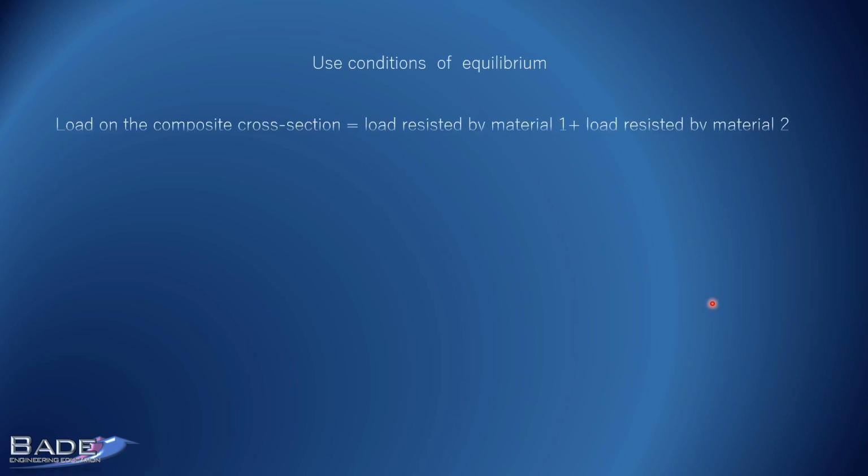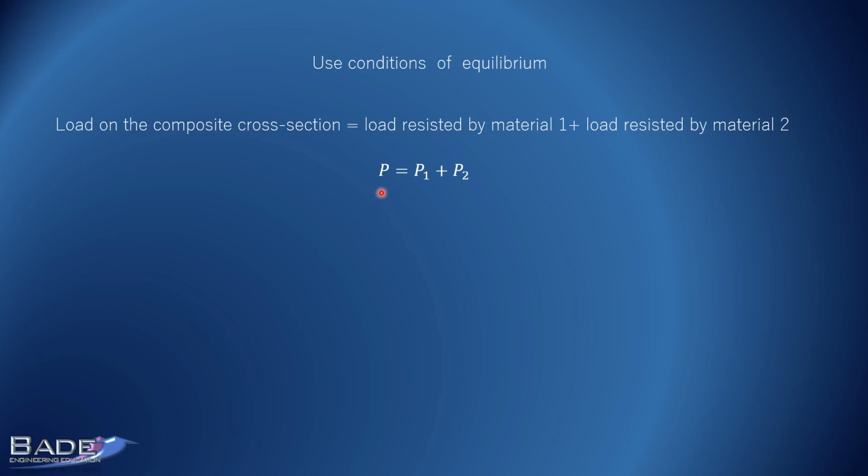Try to understand. Use conditions of equilibrium. Now the load on a composite cross section is resisted by the two materials. That is, load resisted by material 1, load resisted by material 2. Resisted means reacted. So these are reactions. The applied load is supported by the two materials, say copper and steel. So the load on the composite cross section is the load reacted by copper and the load reacted by steel. So this is how we apply the condition of equilibrium.